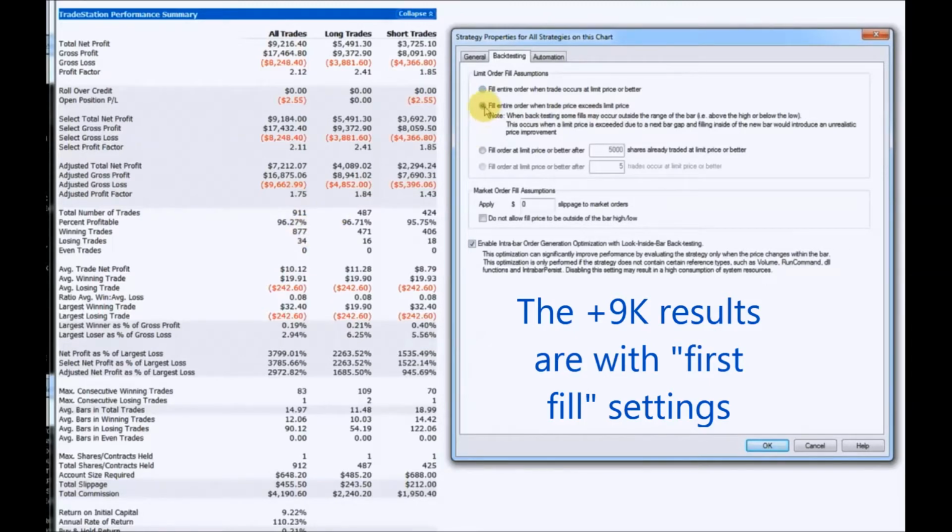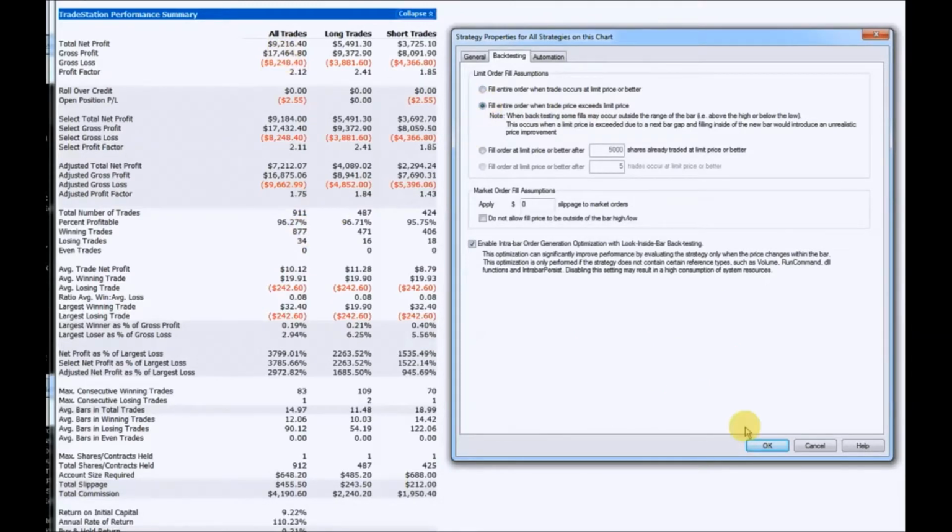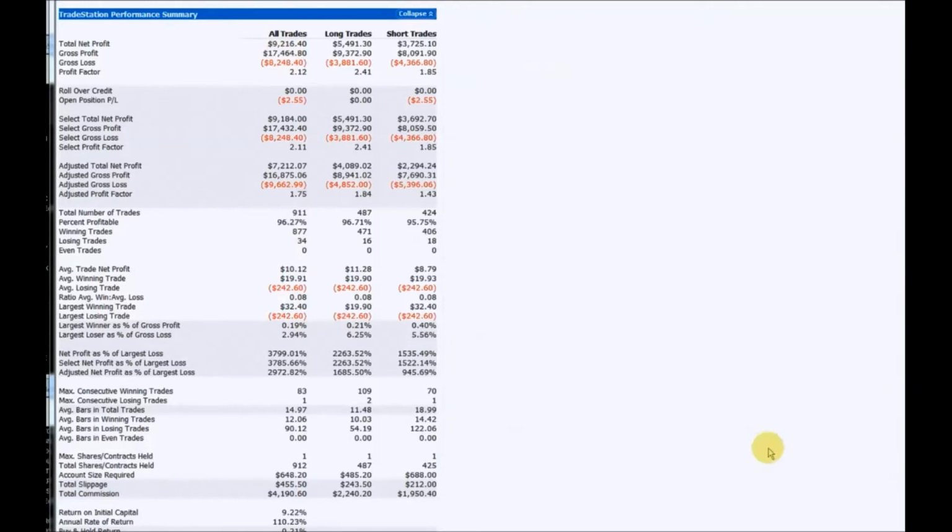So let's change that and see what the results look like. I'm going to hit OK. And I'm closing it. It's off screen, but now it's going to recalculate. Okay. Give it a second. I'm watching the total number of trades. Yeah, it'll change.